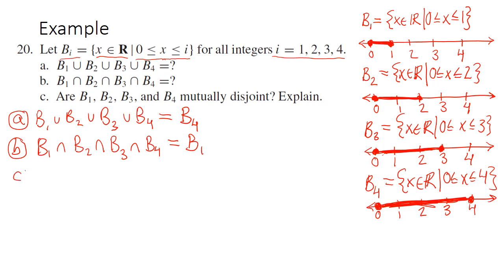Finally, part C, are these 4 sets mutually disjoint? So if they were mutually disjoint, that would mean that every pair of them had no elements in common. In other words, none of these sets would overlap at all. So that's definitely not the case, right? No. In fact, every pair of these sets overlaps.